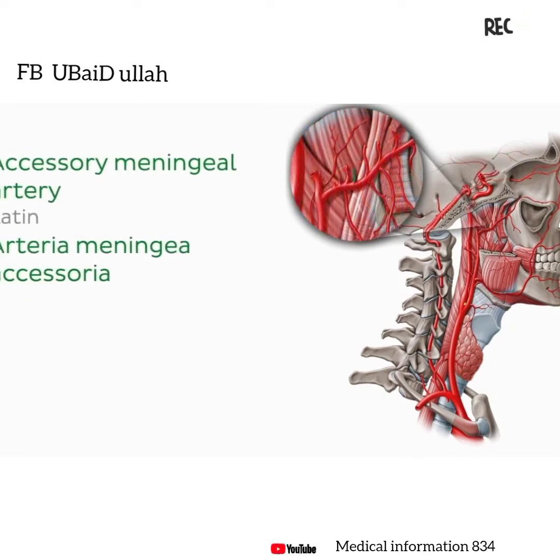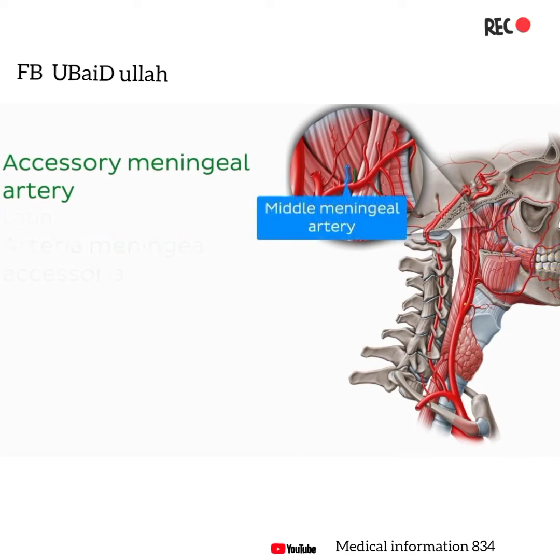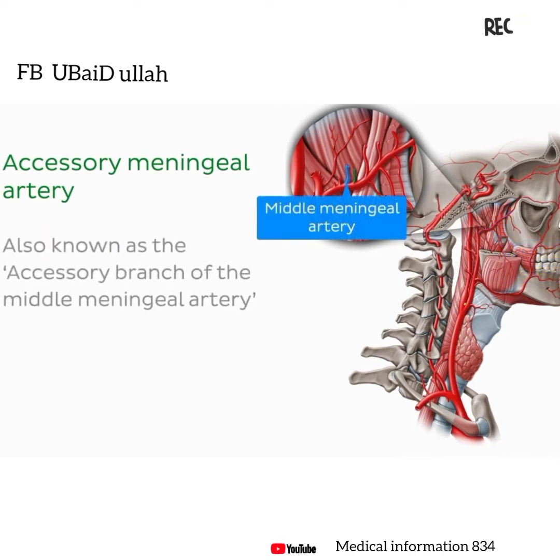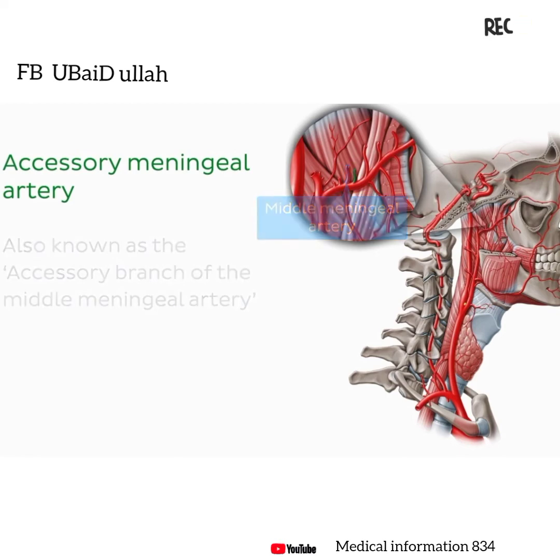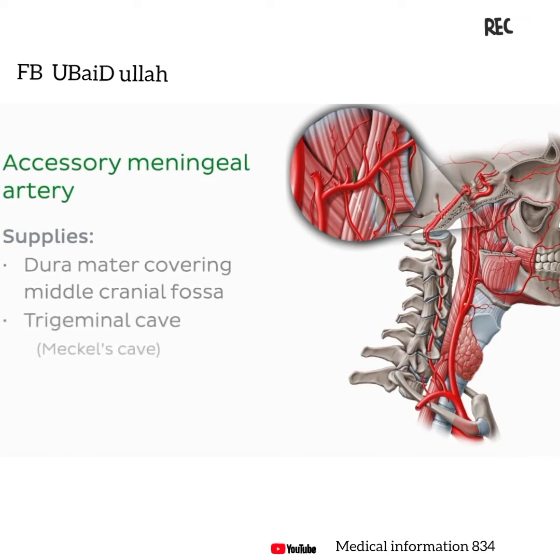Next up is the accessory meningeal artery. This artery arises as a branch of the maxillary artery, but it can also arise from the middle meningeal artery, where it is then referred to as the accessory branch of the middle meningeal artery. The accessory meningeal artery courses upwards from its origin and enters the cranial vault through the foramen ovale. It goes on to supply the meninges, specifically the dura mater that covers the floor of the middle cranial fossa, as well as that of the trigeminal cave, also known as Meckel's cave.